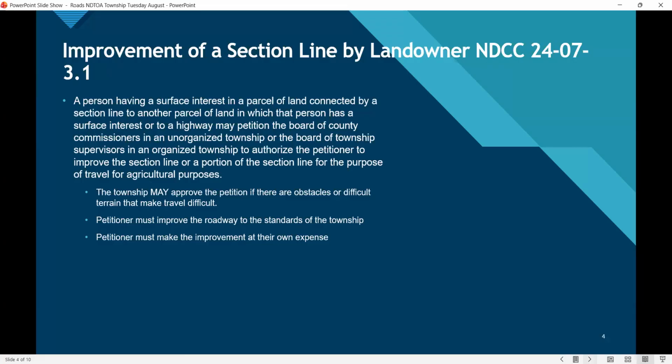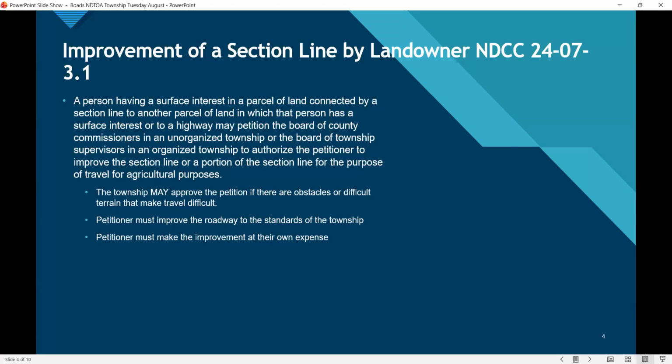One of the things I've gotten a question about lately is improvement of section lines by the owners. That's Century Code Section 24-07-03.1. Any person that has a surface interest in a parcel of land connected by a section line to another parcel in which that person has surface interest, or to a highway, may petition the Board of County Commissioners in an unorganized township or the Board of Township Supervisors in an organized township, to be authorized to improve the section line or a portion of it for the purpose of travel for agricultural purposes.